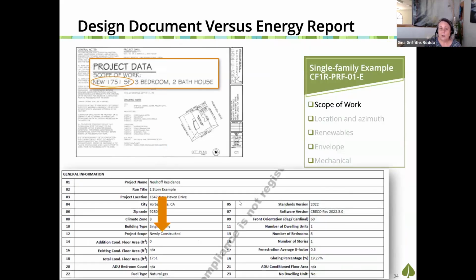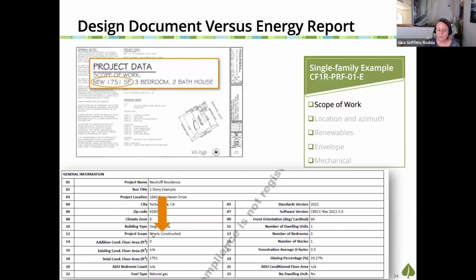So let's go through some main things that I see that can make a real impact, such as the scope of the work. Here we have a project. It's a brand new single family home, 1,751 square feet. And we want to look at the CF1R and we want to confirm that the project scope supports that this is a new construction building.